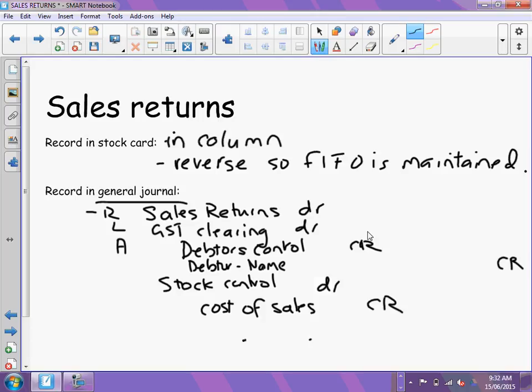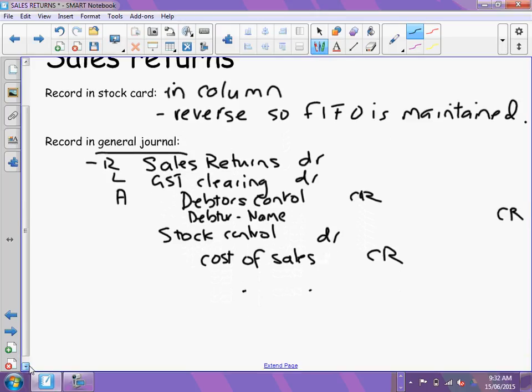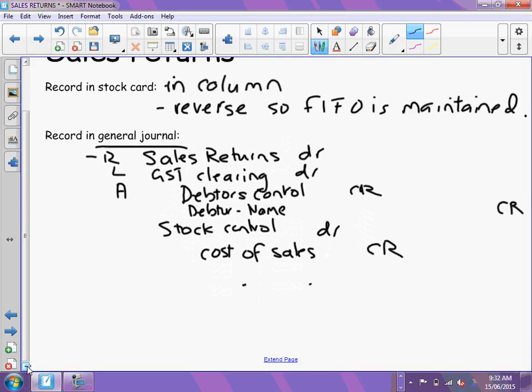So you can see a sales return has a lot more entries than a purchase return. How many does a purchase return have? 4. 3, plus the subsidiary ledger. A sales return has 6. Okay? So it's really important when you're reading SACs and exams, be very clear whether it's a stock purchase return or sales return, because there's a lot more entries associated with that.